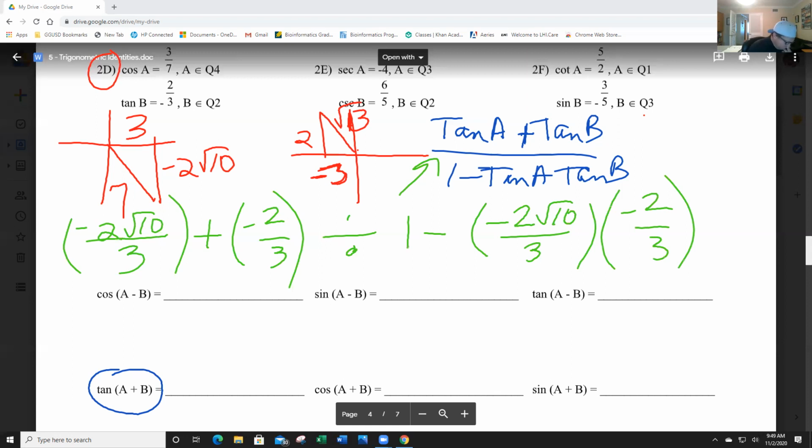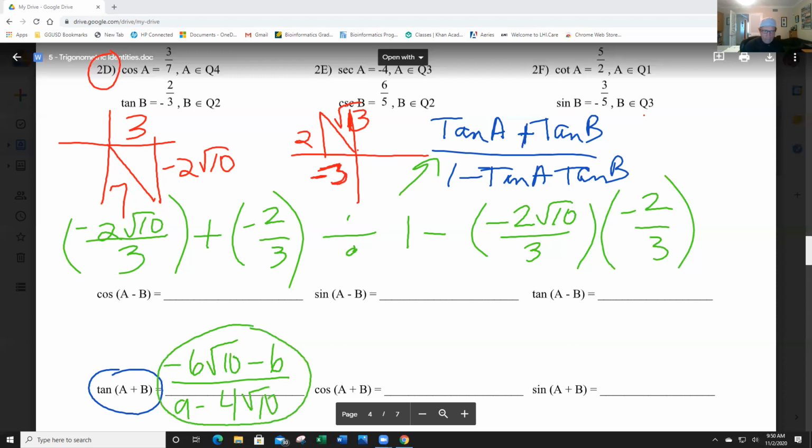So the answer in the end, by the way, I'm going to get this on the board here. This is kind of a crazy answer. Negative 6 radical 10 minus 6 divided by 9 minus 4 radical 10. A little wild there. And again, I'm not going to multiply by the conjugate and simplify it. I'm going to keep it real, just real generic, okay? So to go from this to this, it's a little bit of work. If you can't handle that and get to that answer, I'll have to do that in class for you, but I'm going to leave that as simple as I can for right now, okay?